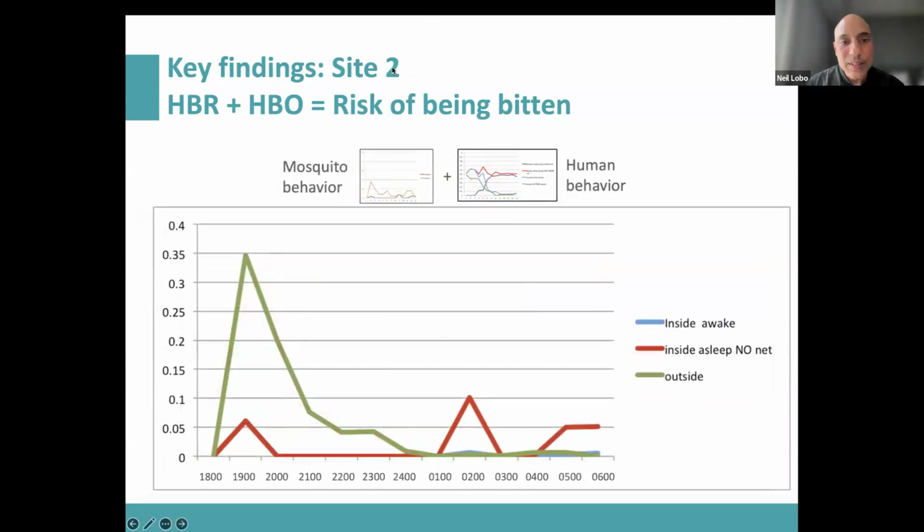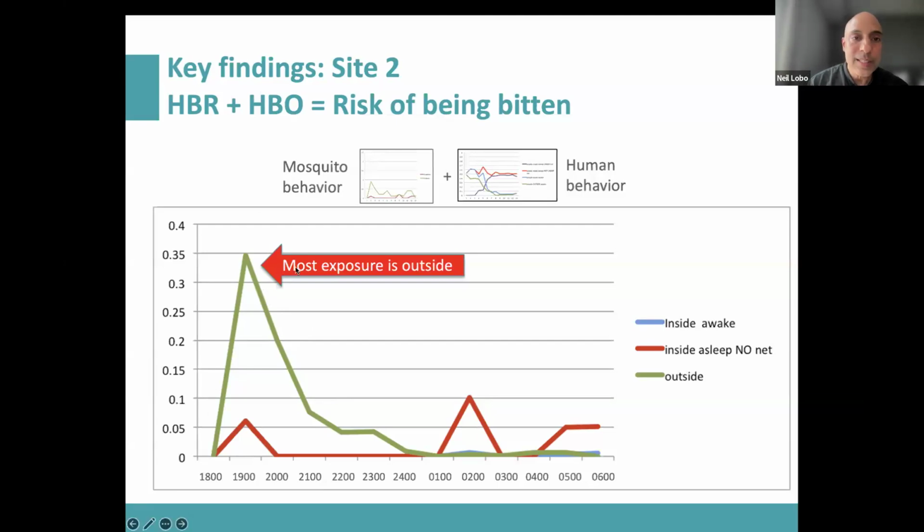At site 2, when we combine the mosquito behavior with the human behavior, we find the exact opposite, that most of the exposure was outside, not indoors. So we have almost the same mosquito population, the same higher biting rate outdoors, but based on the human behavior, based on electricity, based on people staying outside later, based on them going to sleep later, based on them using bed nets more, the exposure was happening outdoors.